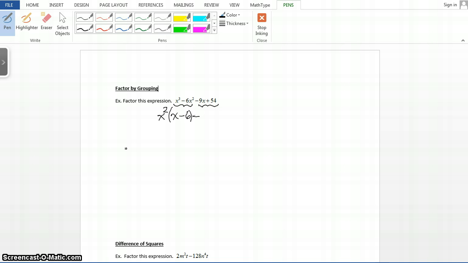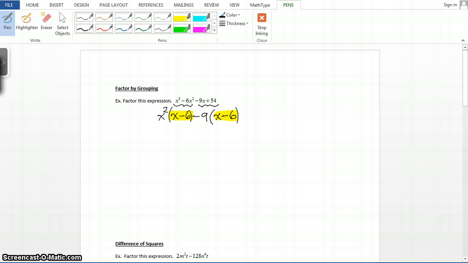Alright, so a negative 9 is common in the last two terms. Pulling negative 9 out of negative 9x leaves me a positive x inside there. Pulling negative 9 out of a positive 54 will leave me negative 6, just like that. Now, if you notice, what's in the parentheses matches: x minus 6 and x minus 6. So we know that we're doing the process correctly.